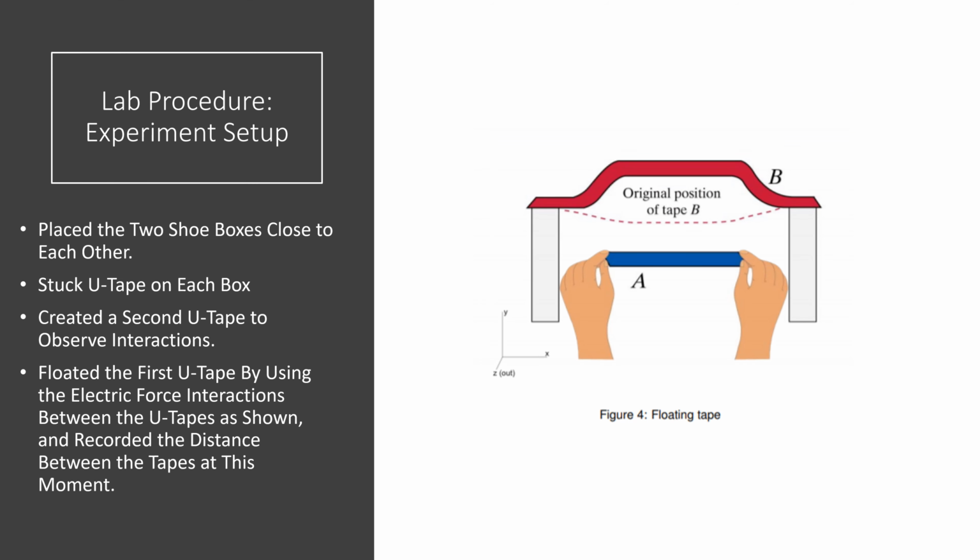The next step of the lab procedure was the experimental setup. I placed 2 shoe boxes close to one another and stuck one end of U-tape on each box as shown in figure 4. Then I created a second U-tape and I attempted to float the first U-tape by using the electric force interactions between the 2 U-tapes as shown in figure 4. I then recorded the distance between the tapes at the moment I observed flotation.